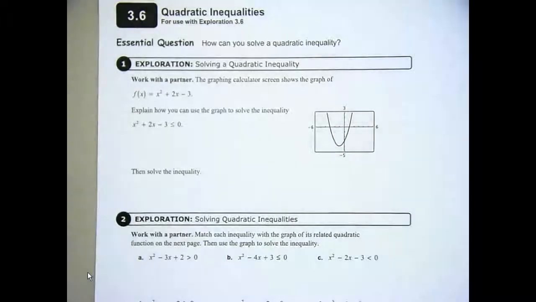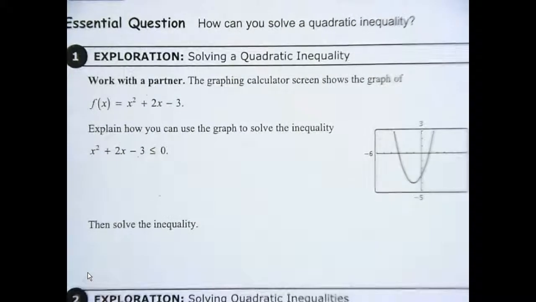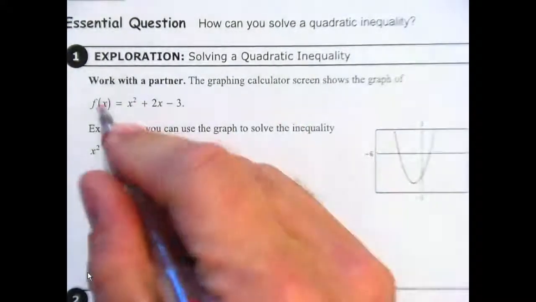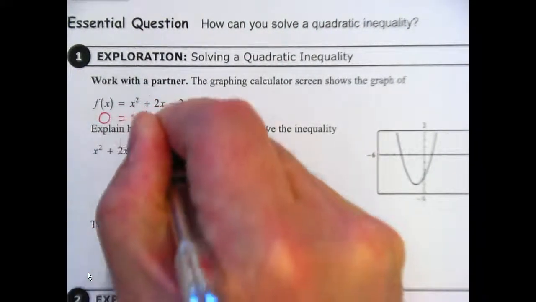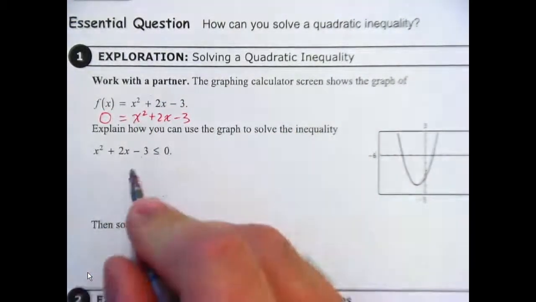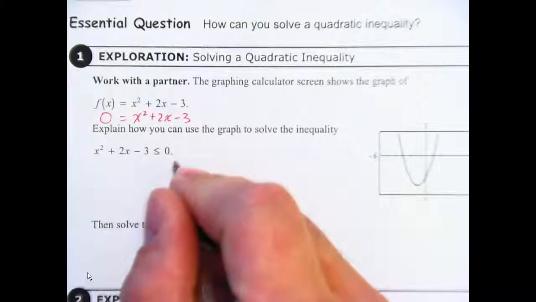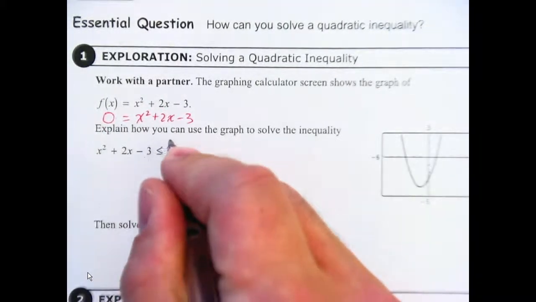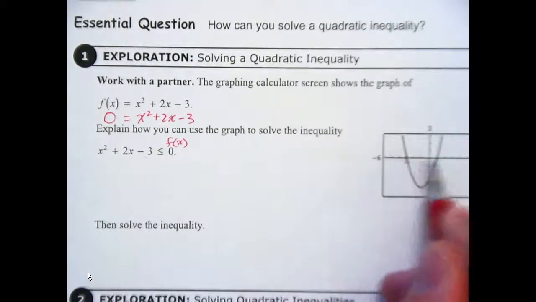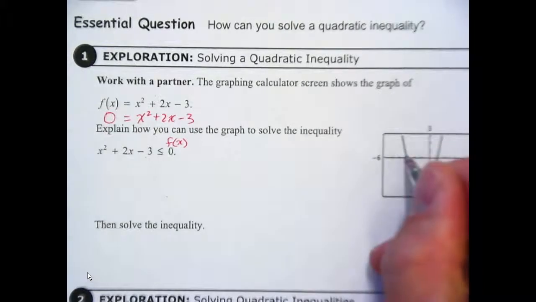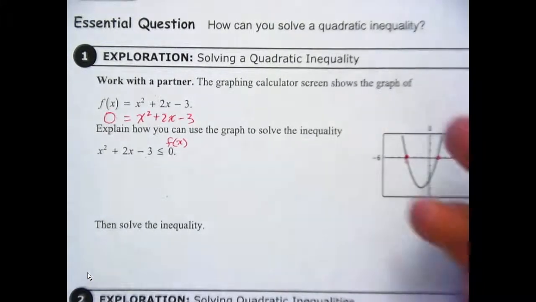Let me get your attention back up here. Explain how you can use the graph to solve the inequality. They've taken this function, set f of x equal to 0, and then dropped in this inequality symbol, and they kind of move things around. You can think of f of x as being where the 0 is. That helps you to find your intercepts. That's why we do that.